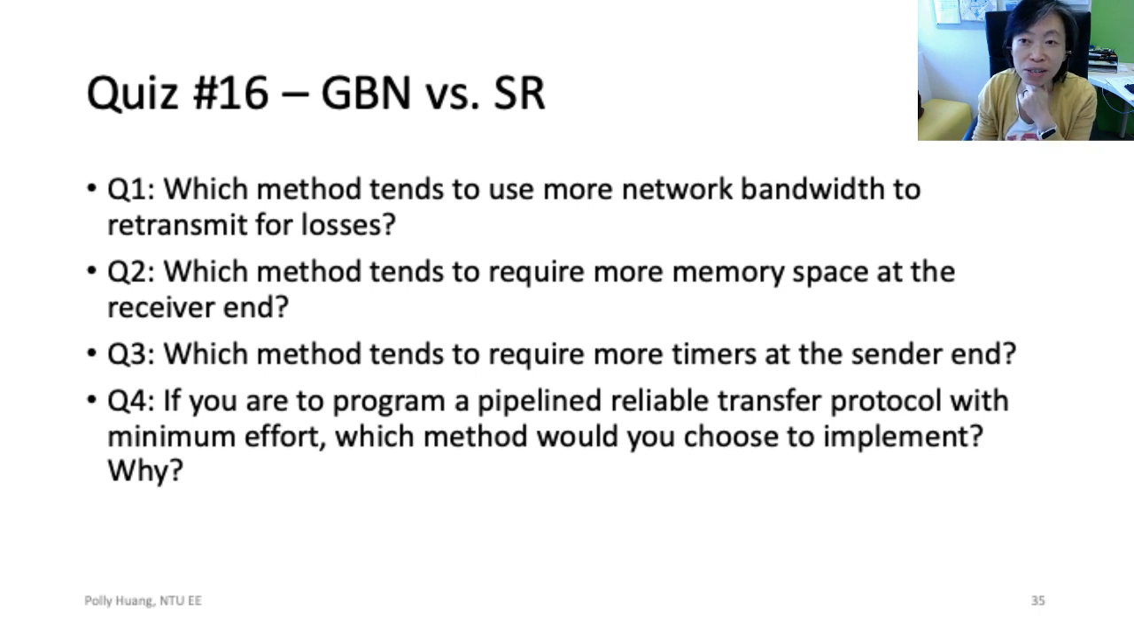Q4, okay, this is slightly more open. If you are to program a pipelined RDT, and hopefully do it with minimum effort, which method would you choose to implement and why? Would you prefer to implement Go-Back-N or would you prefer to implement selective repeat? You have 3 minutes to think it through. Okay, selective repeat versus Go-Back-N.